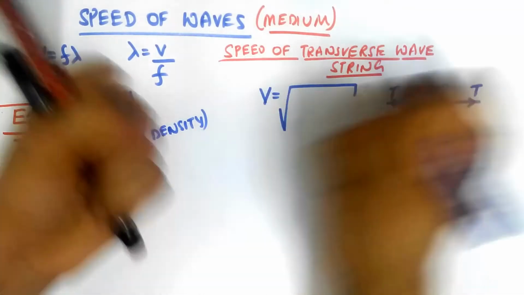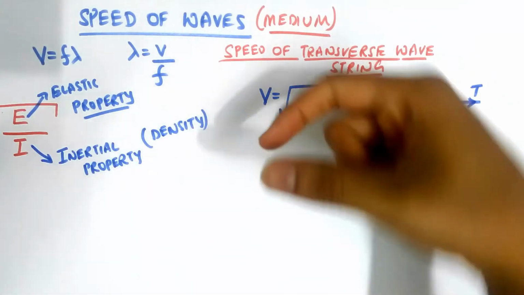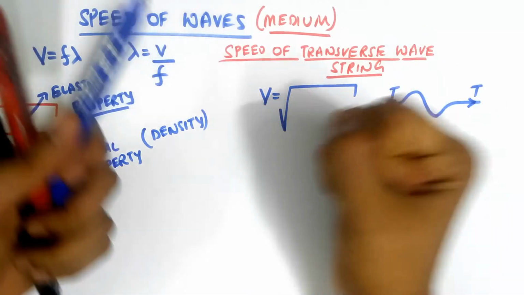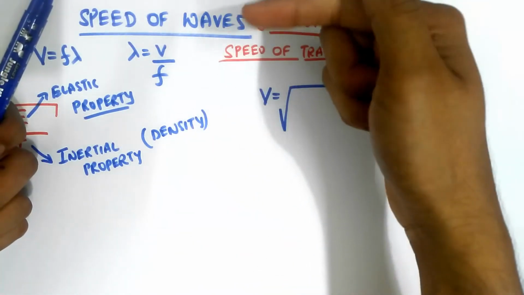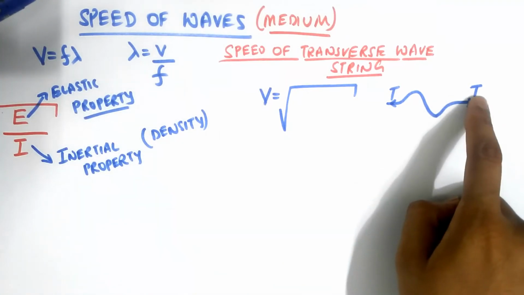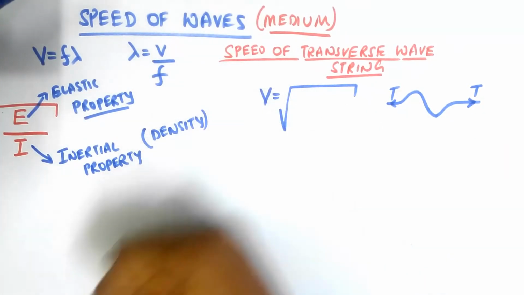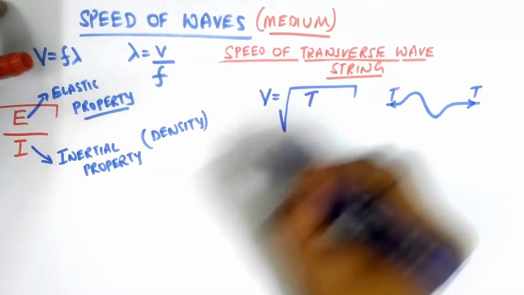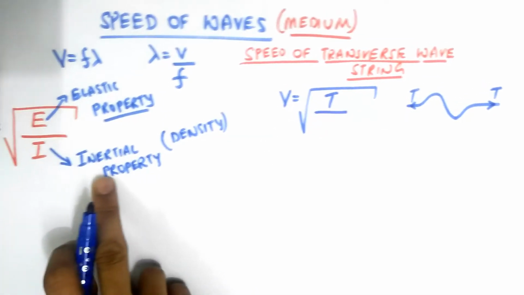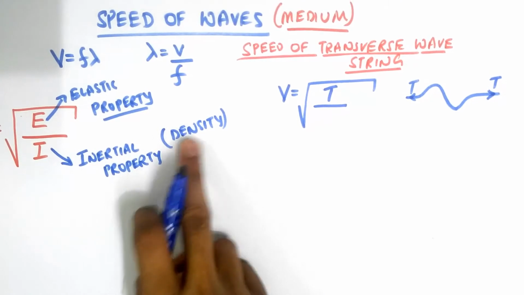If the string is very highly tensed, then you pluck it and immediately it comes back down. If the string is slack, you pluck it, it takes time to regain its own shape. So the higher the value of tension, the faster our wave will be. So tension is the elastic property that comes in the numerator, divided by the inertial property, density.